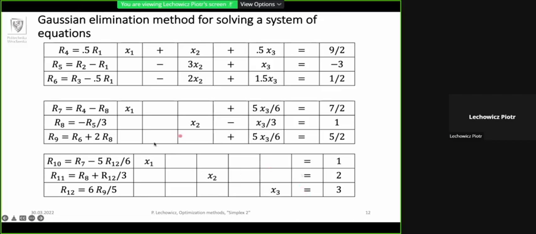So if we have system of equations written down in such a form, we can easily evaluate what are the values for the variables. This is called the Gaussian elimination, and we can easily see that the value for x1 is equal to 1, value for x2 is equal to 2, and value for x3 is equal to 3.